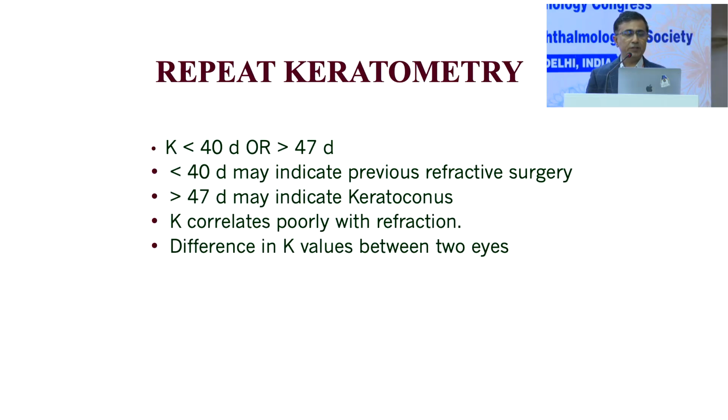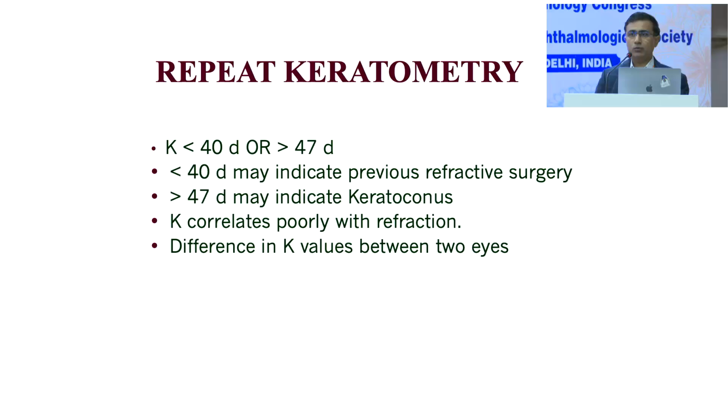You should repeat the keratometry if you have a K reading of less than 40 diopter or more than 47 diopter, because if you have a keratometry reading of less than 40 diopter, that suggests that the patient had previously undergone keratorefractive surgery. If it is more than 47 diopter, it suggests some amount of keratoconus, so you have to cautiously deal with these patients.